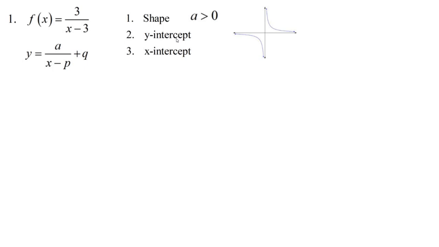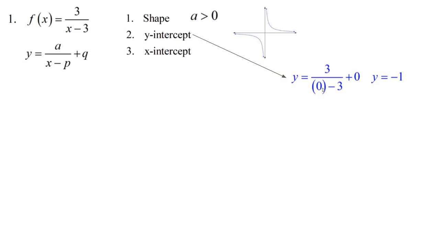Now, the y-intercept is as easy as ever. All you do is let x equal 0. Let x equal 0, you get 3 divided by negative 3. Now, there's nothing added on here, but I put a 0 there because it's going to help us think about the next thing. But y equals minus 1.